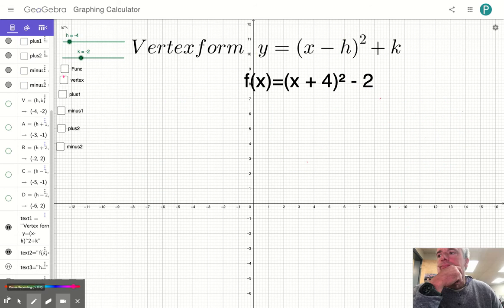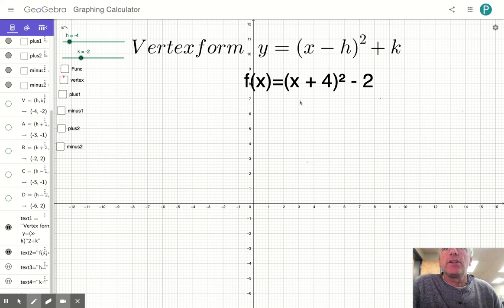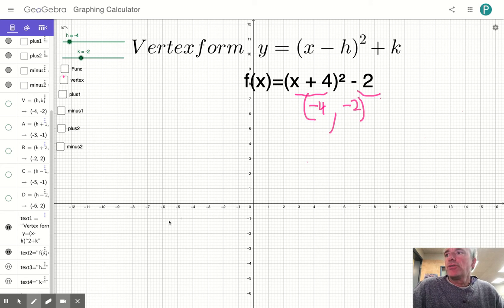Let's do another one. All right, so as I look at this equation, f of x equals x plus 4 squared minus 2, I know that my x coordinate is right here, and it's negative 4. And I know that it's the x coordinate because it's inside next to the x, right? And the y coordinate is outside next to the y, and I can say that it's -2. Okay, and so those are those coordinates.